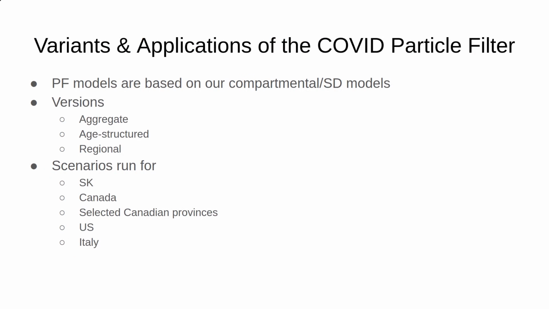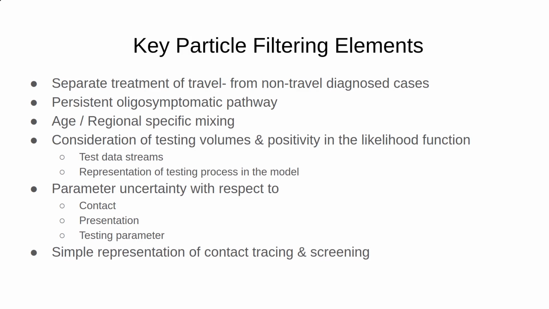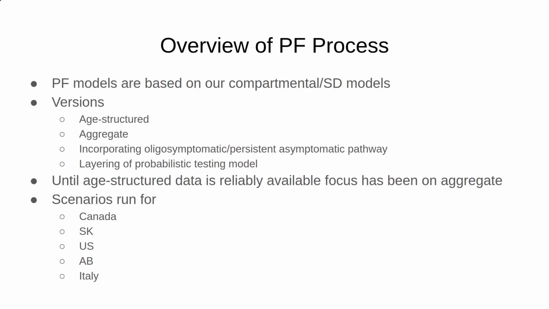So there's a variety of different variants of this model, including for different Canadian provinces, Canada as a whole, and some international jurisdictions. Key particle filtering elements here include separating travel from non-travel diagnosed cases, the representation of persistent oligosymptomatic pathways, so a pathway of persistent asymptomatics. Age and regional specific mixing is now possible due to the excellent work of doctoral student Xiaoyan Li, who's been the key leader through so much of our work involving particle filtering. Consideration of test volumes and positivity in the likelihood functions has been achieved, and we have parameter uncertainty captured with respect to evolving quantities, such as those related to presentation for symptoms, contact, and efficacy of testing. And there's a simple representation of contact tracing and screening as well.